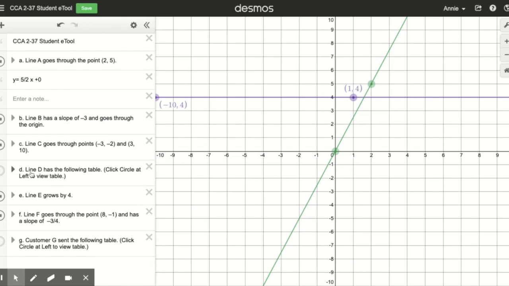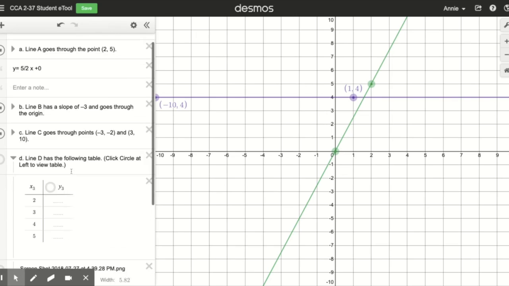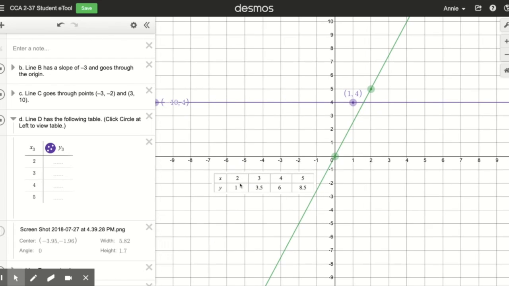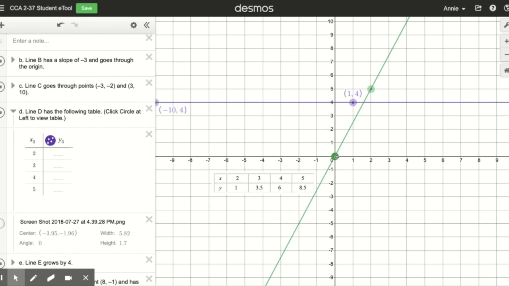Okay, next we're going to do part D. So I'm going to expand what part D says, and I see that it's given me a table, but I need to see the y value. So all I got to do is click this circle next to the y, and then here's my table. So let's put this green point on this very first nice one, which is 2 and 1. So move this to 2, let's move that to 1. Next, I'm going to move my other green point to 4, 6. So 4 up, 1, 2, 3, 4, 5, 6. And again, we're ignoring the purple line. We don't need that.